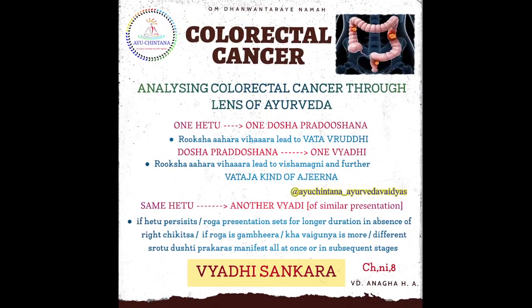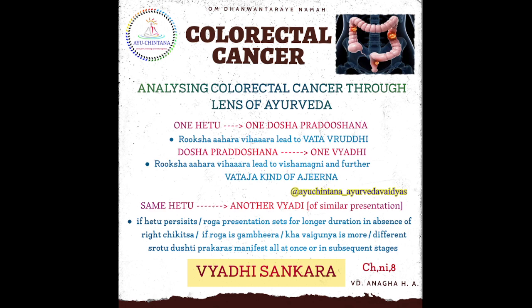Analyzing the colorectal cancer through the Ayurveda lens, one hetu leads to one dosha pradushana. Example is ruksha ahara and vihara leading to vatavritti. Then this dosha pradushana leads to one vyadhi. So ruksha ahara vihara leading to vishamagni and further vata kind of ajirna. So the same hetu leads to another vyadhi of similar presentation.